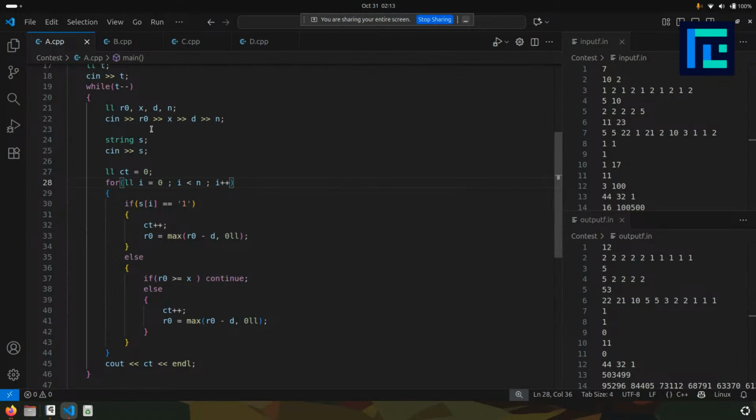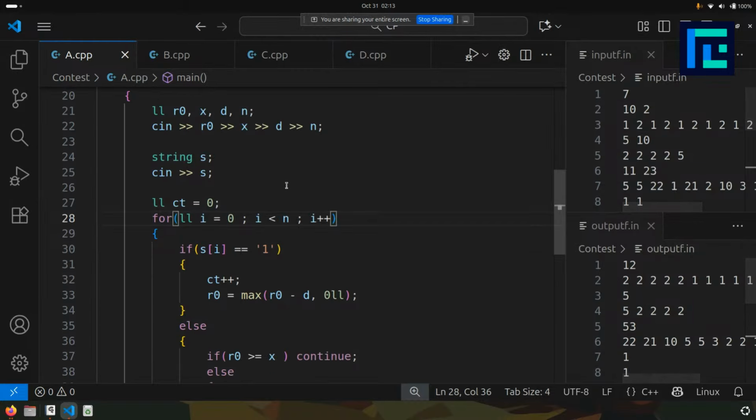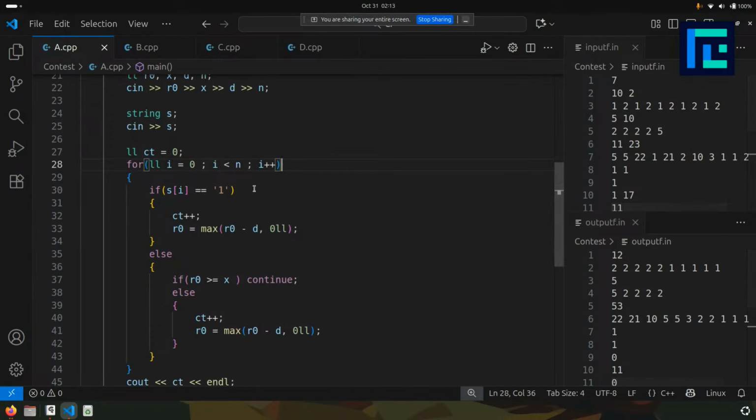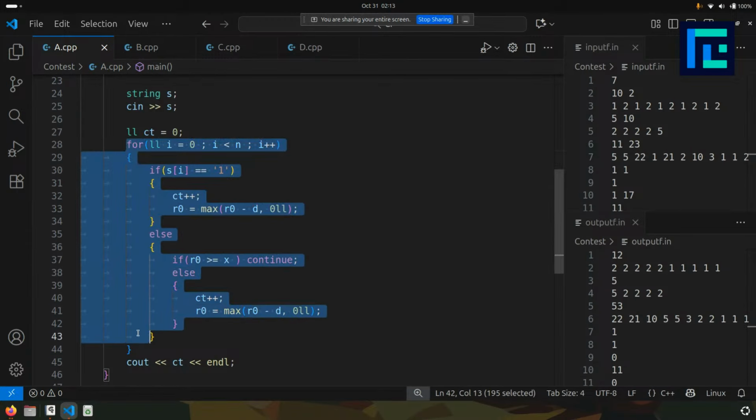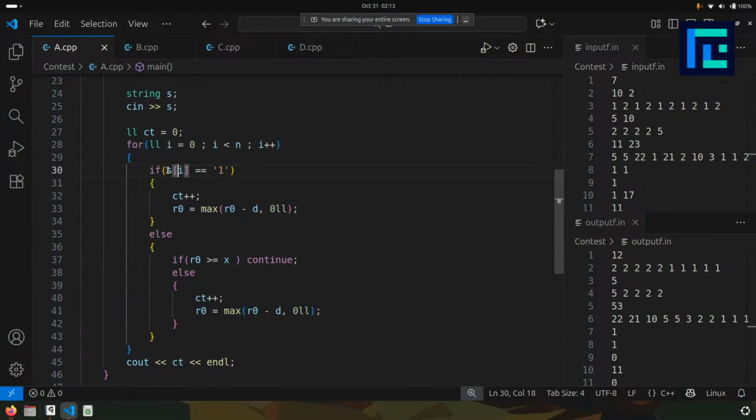So I take input r naught, x, d, and n, and then basically I iterate over the string s. If it is a div 1, we can always participate. Count is the number of contests that we have participated in, and r naught would become the maximum of r naught minus d and 0.